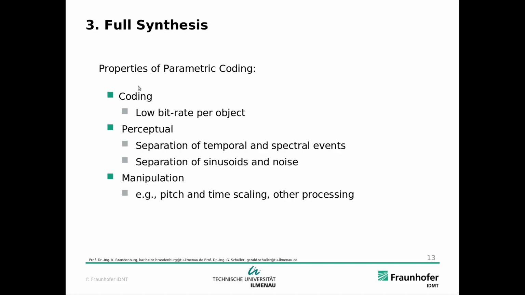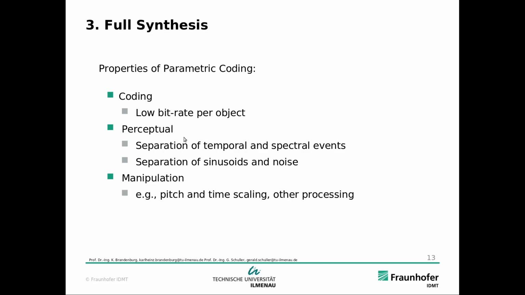So here we have the coding of low bitrate per object. Object means now an audio object like a voice or a music instrument. And that also means the more audio objects we have, the higher the bitrate becomes. So this already shows you that this full synthesis, this full parametric coding, works best if we have simple objects like an instrument or a voice.